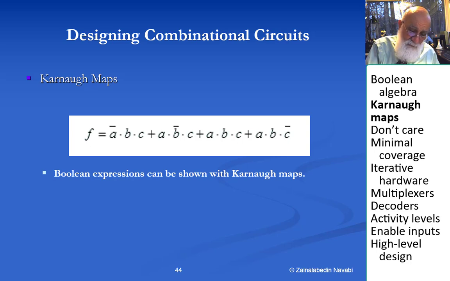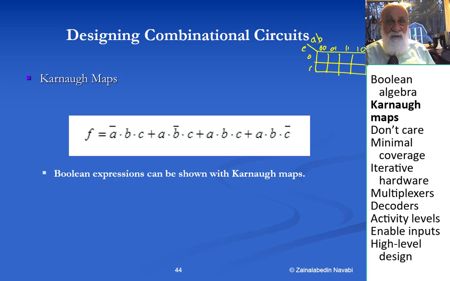If I have a 3-variable function like that one there, I represent it as such: a, b, c, 0, 1, 0, 0, 0, 1, 1, 1, 1, 0. Okay? The thing about Karnaugh Map is boxes that are physically adjacent, they are also Boolean adjacent.